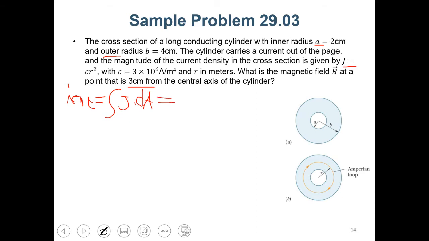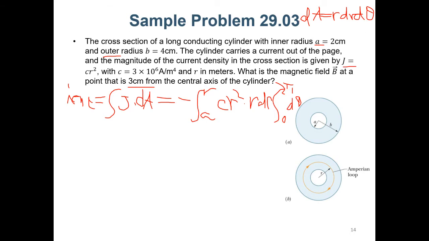And so it will be nothing but the integral from A to R of C R squared R dr, and then d theta from 0 to 2 pi, because you know that dA is nothing but R dr d theta. And then R is from A, where A is the inner radius, to R. So this is the path enclosed by the Ampere loop, but not the outer one. So you don't integrate from small a to B. You only integrate from small a to small r.